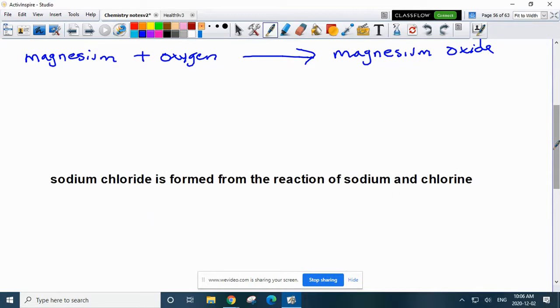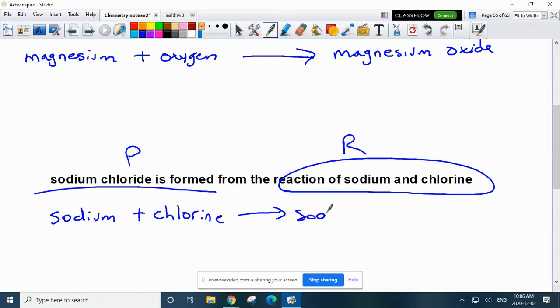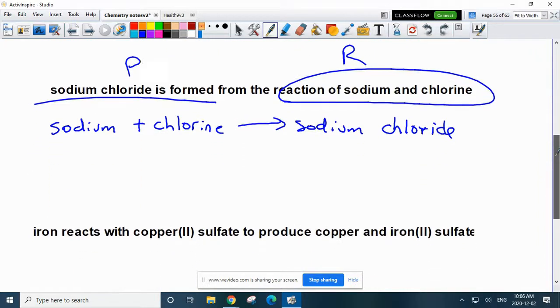Next practice, sodium chloride is formed. Well, that means it's a product. The reaction of sodium and chlorine, there's your reactant, there's your product. So sodium plus chlorine, arrow, sodium chloride. Okay, reactant, arrow, product. Just the word equations, nothing more.